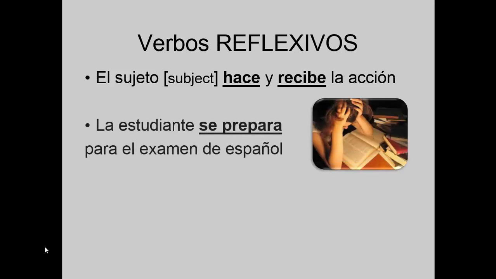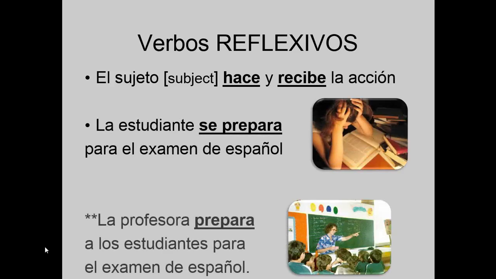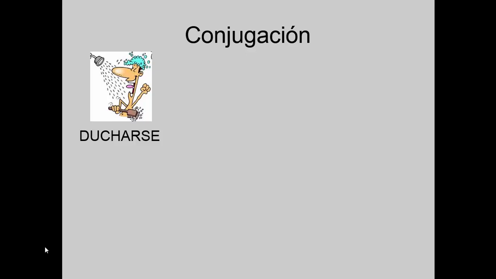So the first sentence is reflexive. However, the second sentence is not reflexive because it's not an action that's going on to the subject. It's going on to the object. So, here are some common reflexive verbs.